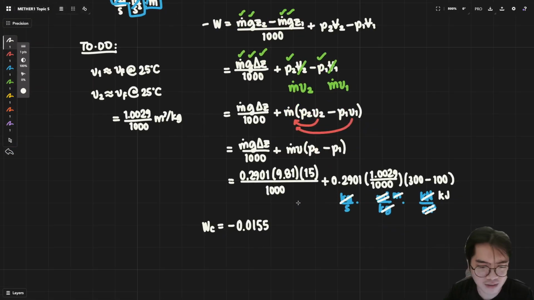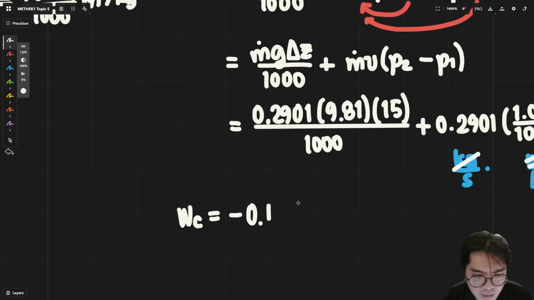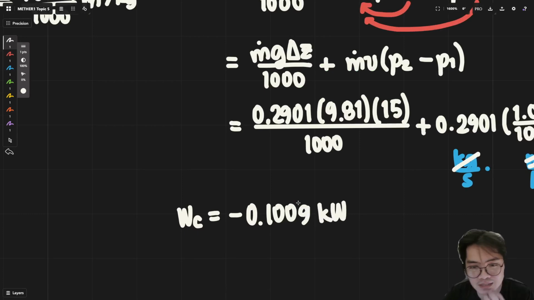But anyway, let's address this now. 0.2901, 9.81 times 15 divided by 1000. 0.2901 times 1.0029 over 1000, times 200. There it is. Yeah, that's much better. That is going to be 0.1009 kilowatts. That's better, right?